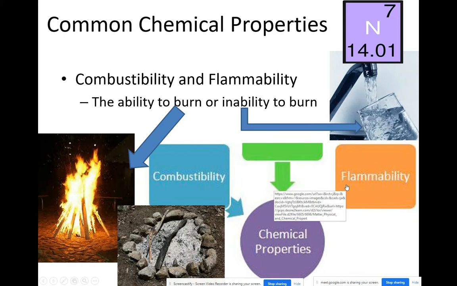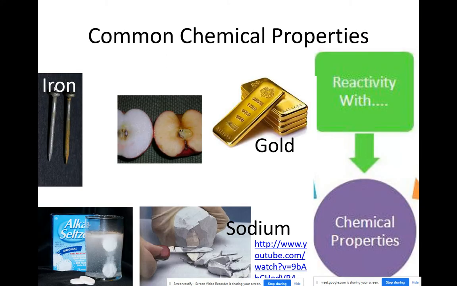All right, so common chemical properties, combustibility and flammability, the ability to burn or not to burn. All right, so that is a chemical property that something will have because it's the way it reacts to a flame or a heat source. All right, then other common chemical properties, the reactivity. So we can see iron. You see the nail over here way on the left. All right, when it reacts with oxygen and or water, we get that rust.